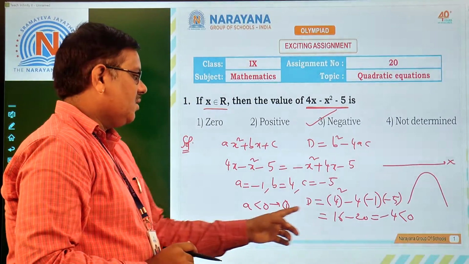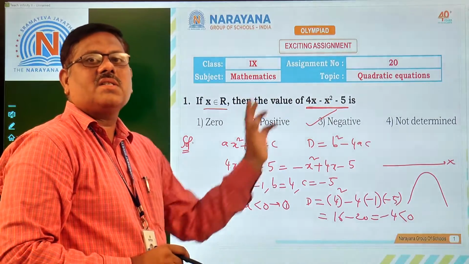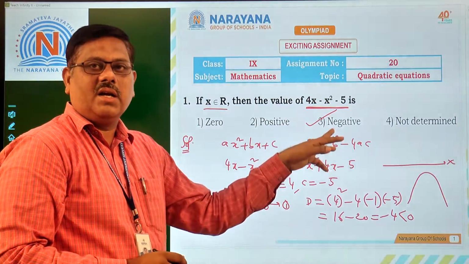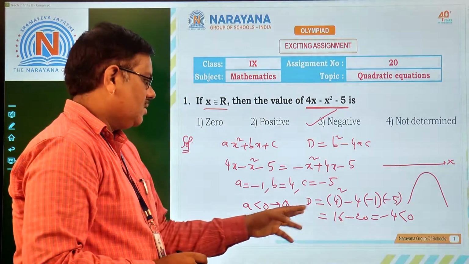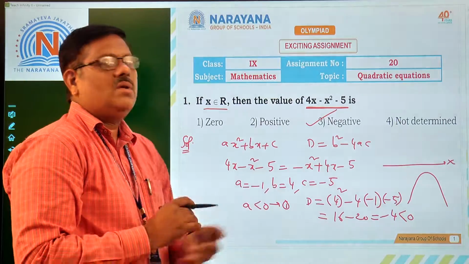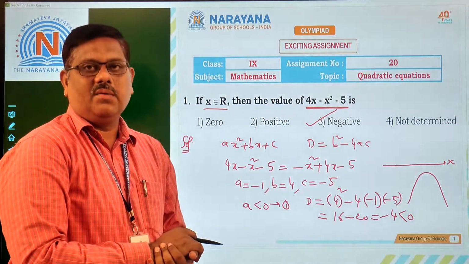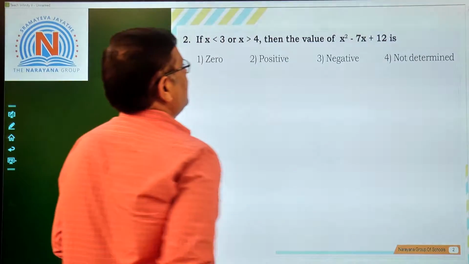If a is less than 0 and the discriminant is less than 0, then a and the given quadratic will have the same sign. Another way of understanding: whenever the discriminant is less than 0 and a is less than 0, the expression is negative. So the third option is the right answer for this question. Now let us see the next question.